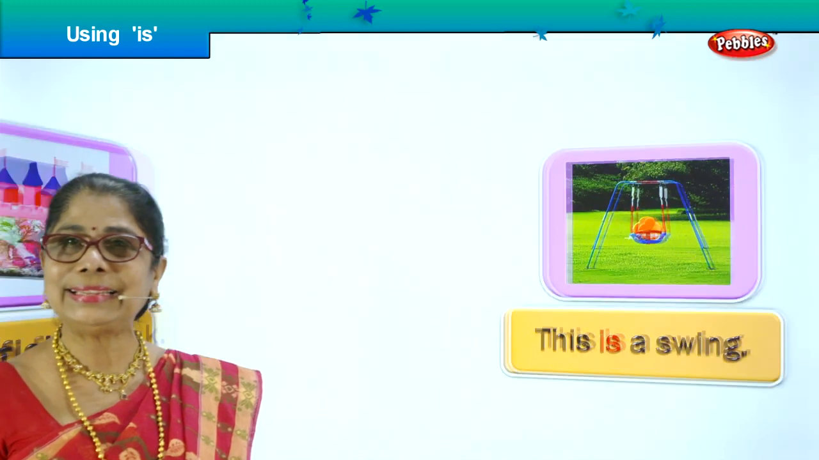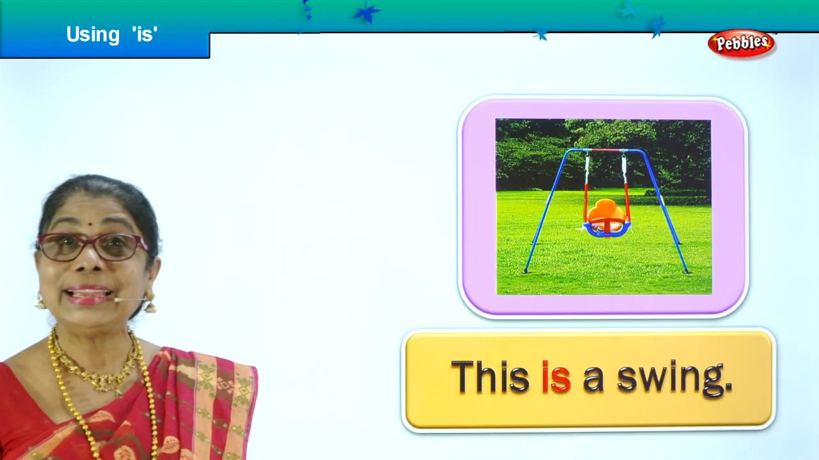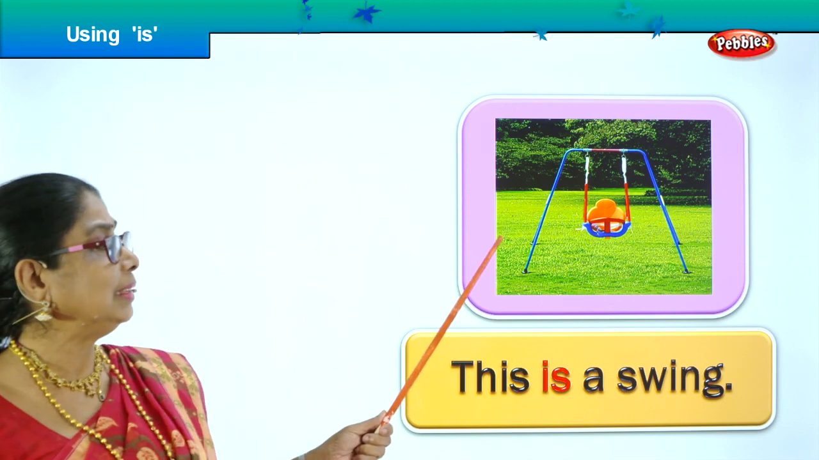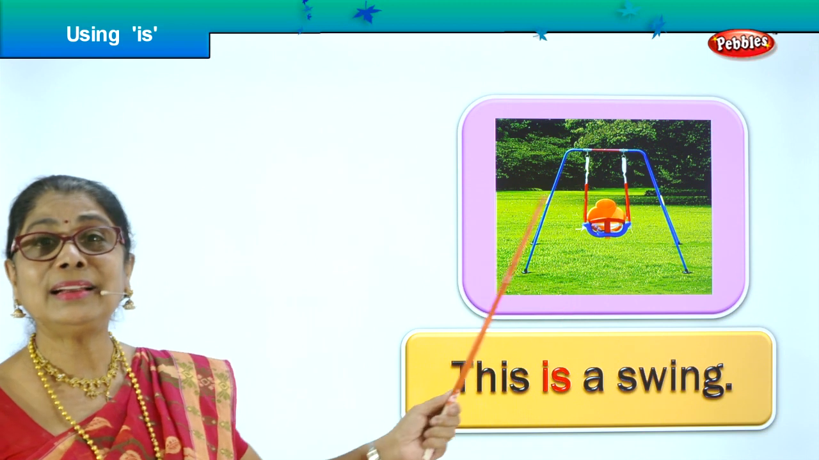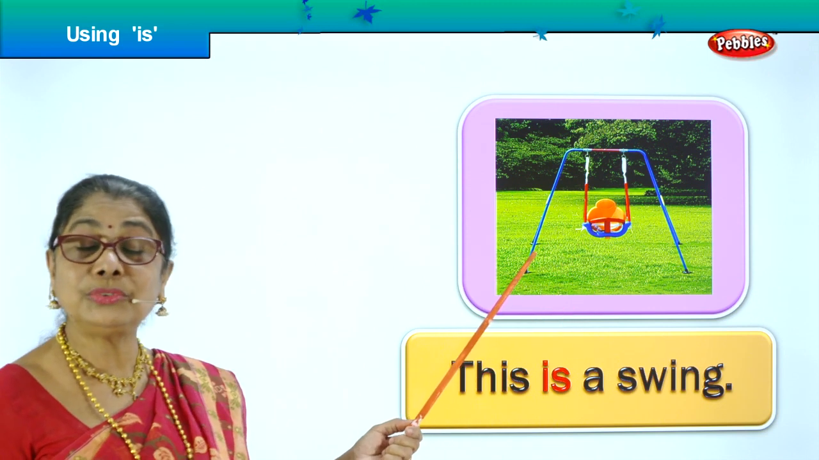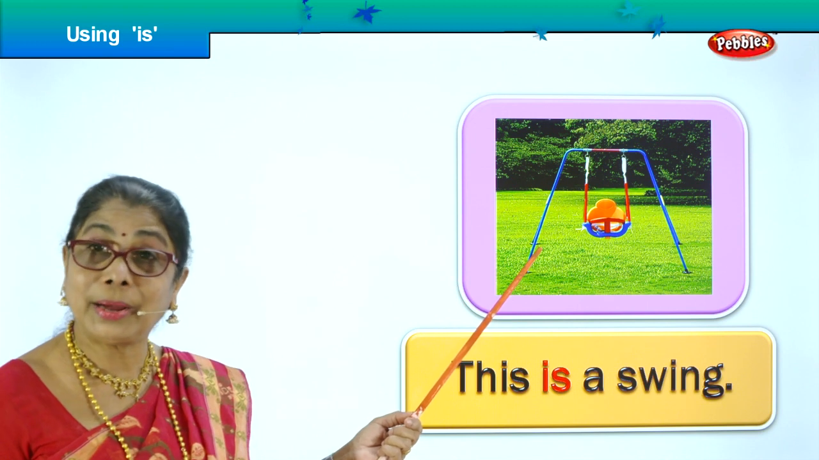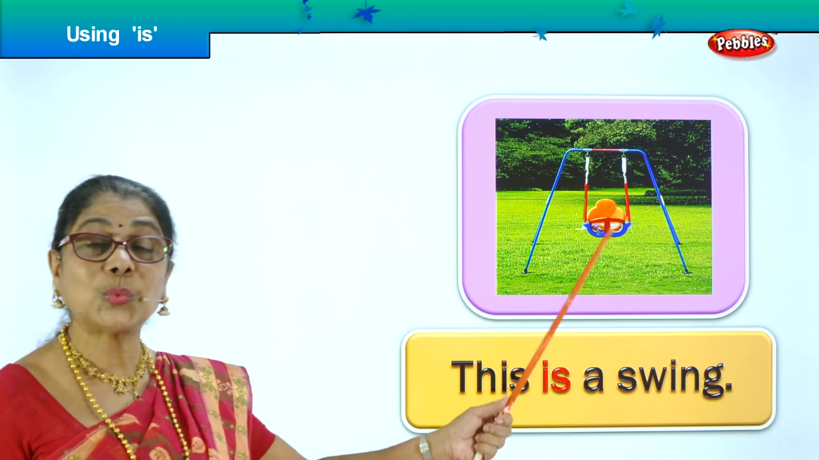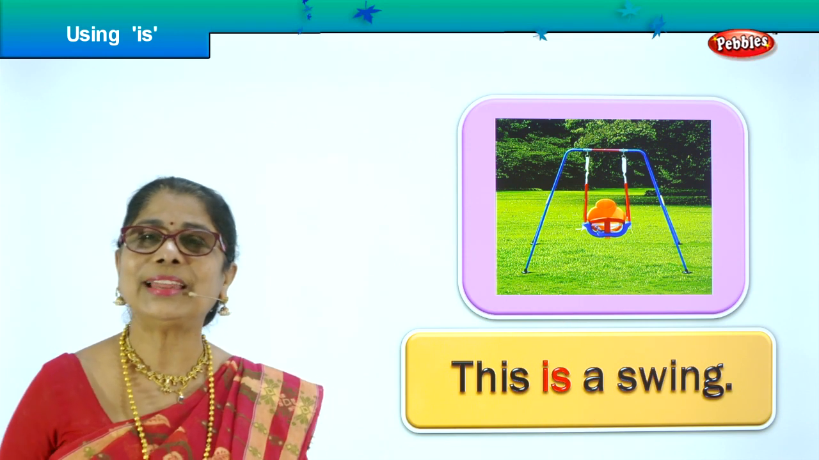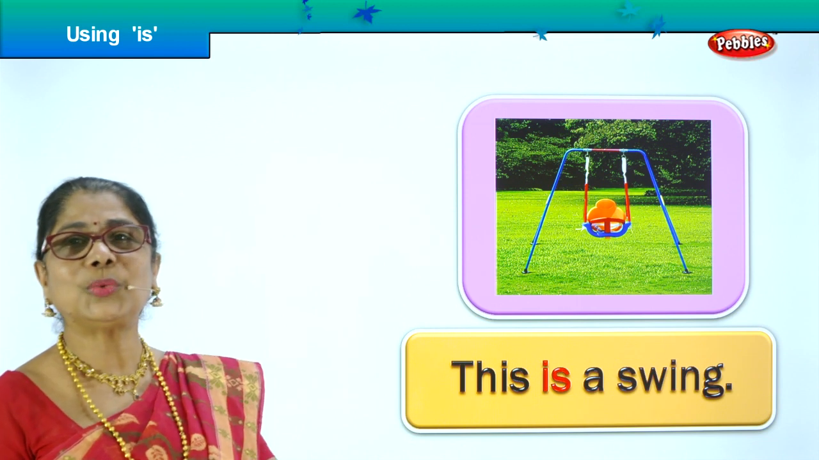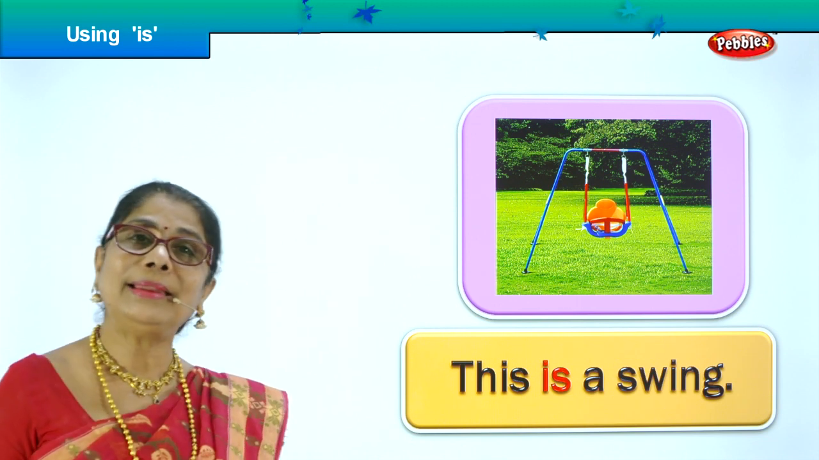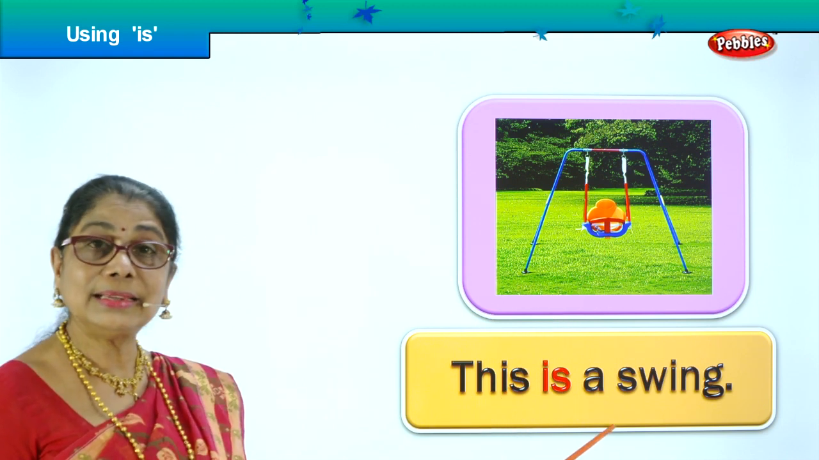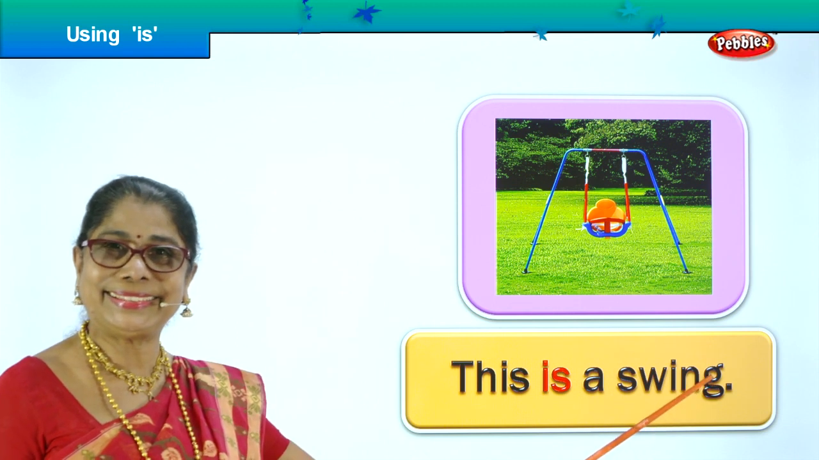Are you learning to read sentences using is in the sentence? Look at the lovely picture you have. What is this? You can either see this in your house or in the lawn or in a park. What is this? This is a swing. What do you do with that? You sit on it and you go up and down. What does the swing do? Swing goes up and down. What is this? This is a swing.